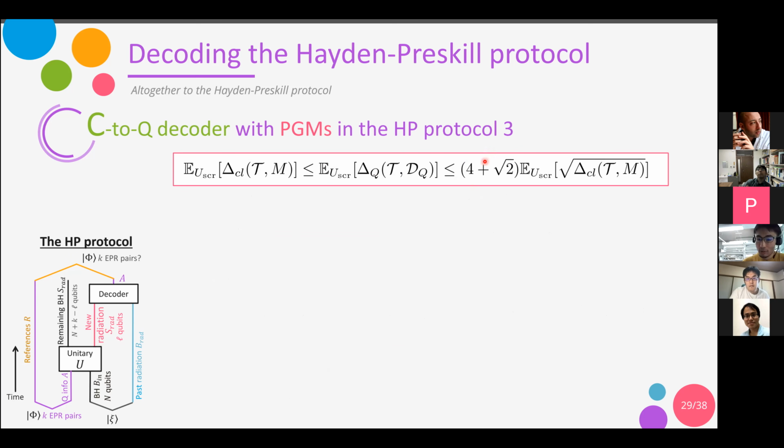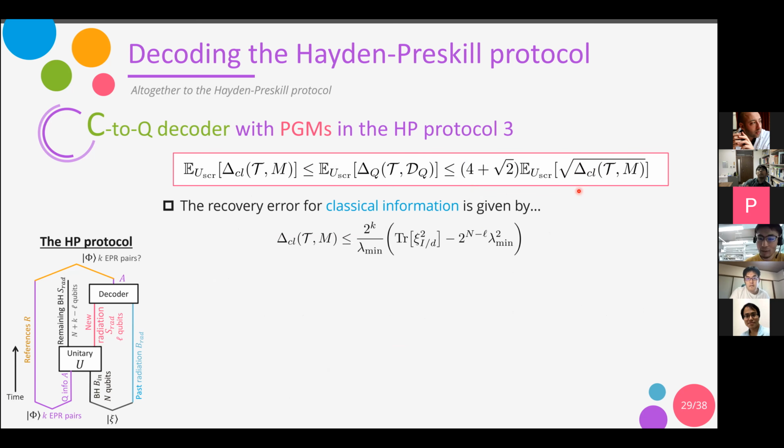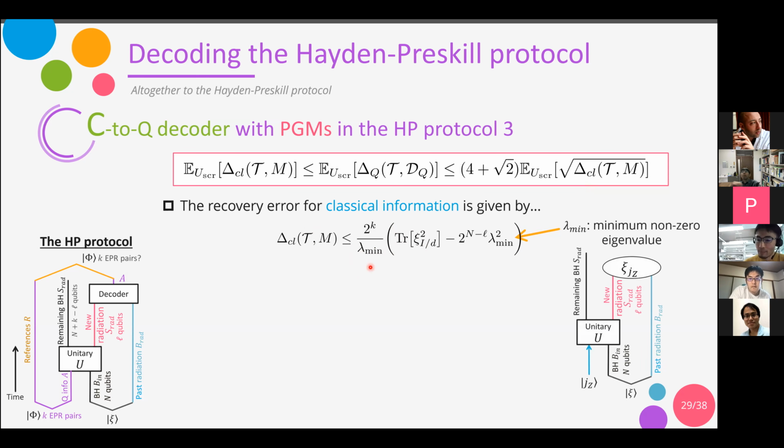Okay, so now we have these two inequalities, and what we have to do from now is compute this delta CL. But this is also sort of already done if we use our second result, because the recovery error for classical information is given by this one. Essentially, this is dominated by lambda min, the minimum non-zero eigenvalue of these states, and the purity of this state.